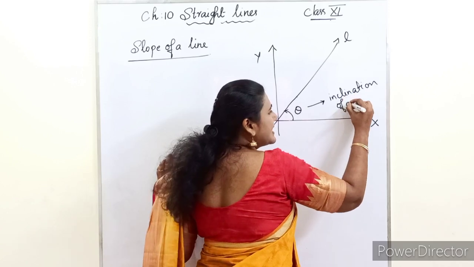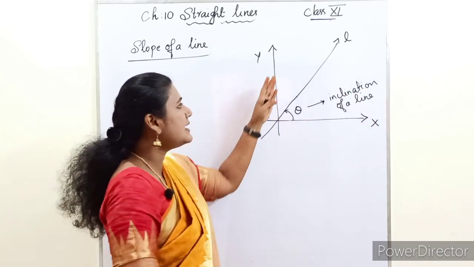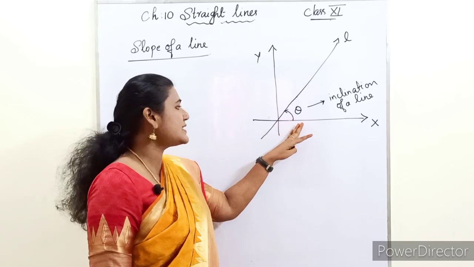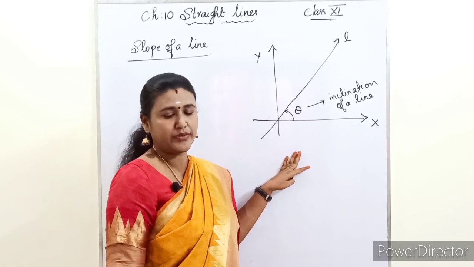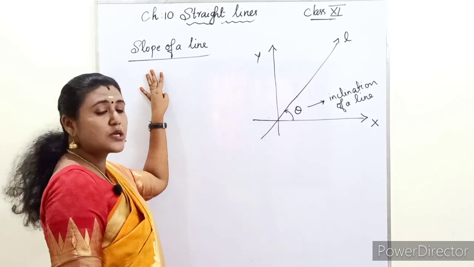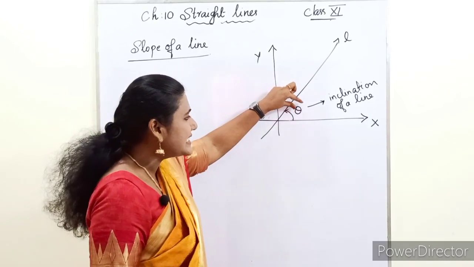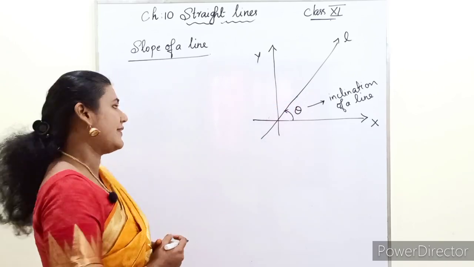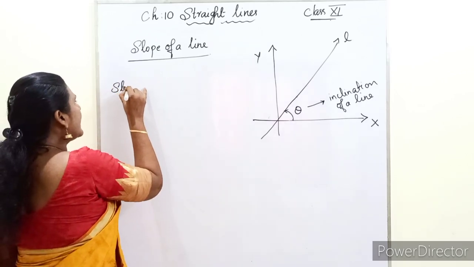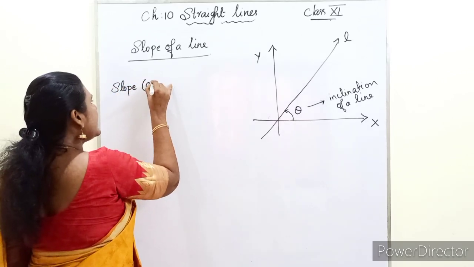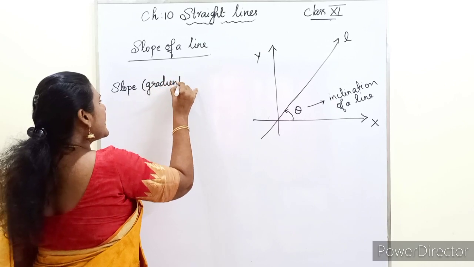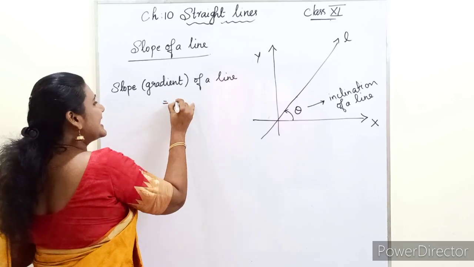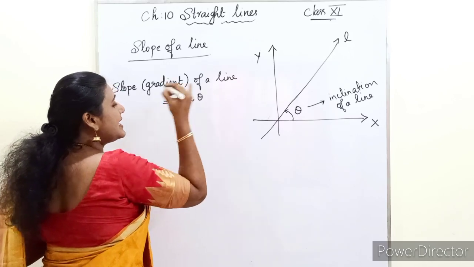So what do you mean by inclination of a line? The angle made by a line with the positive direction of x-axis measured in the anti-clockwise direction. Now what do you mean by slope of a line? That is, the tangent of this inclination is called the slope of a line. So slope of a line, another name is gradient. Slope or gradient of a line is the tangent of the inclination.